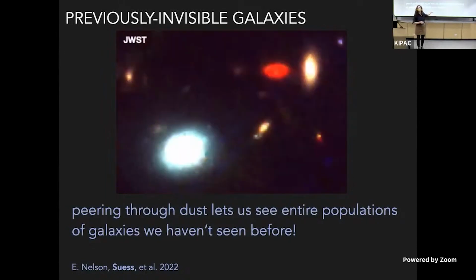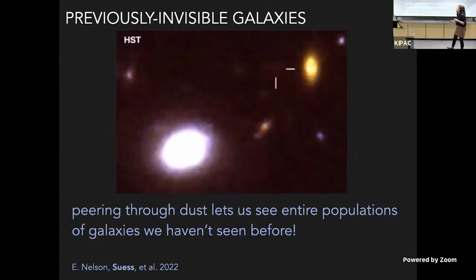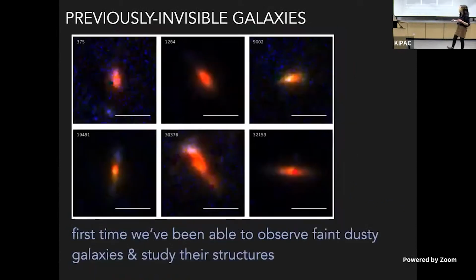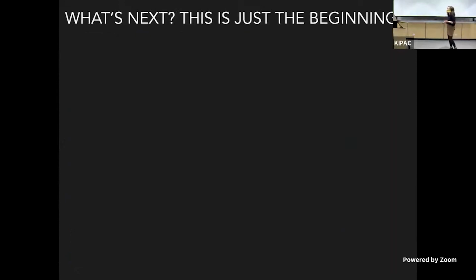I will skip this. We're also finding these whole populations of galaxies that we had never seen before. So this is an HST image, and as they blink back and forth to the JWST image, you can see that galaxy, that big red thing, pops out of absolutely nowhere. So this is a relatively local galaxy, and it was just so obscured by dust that we couldn't see it before with Hubble. And so we're still trying to characterize these populations of galaxies and figure out how they're contributing to our understanding of the overall evolution of galaxy populations.